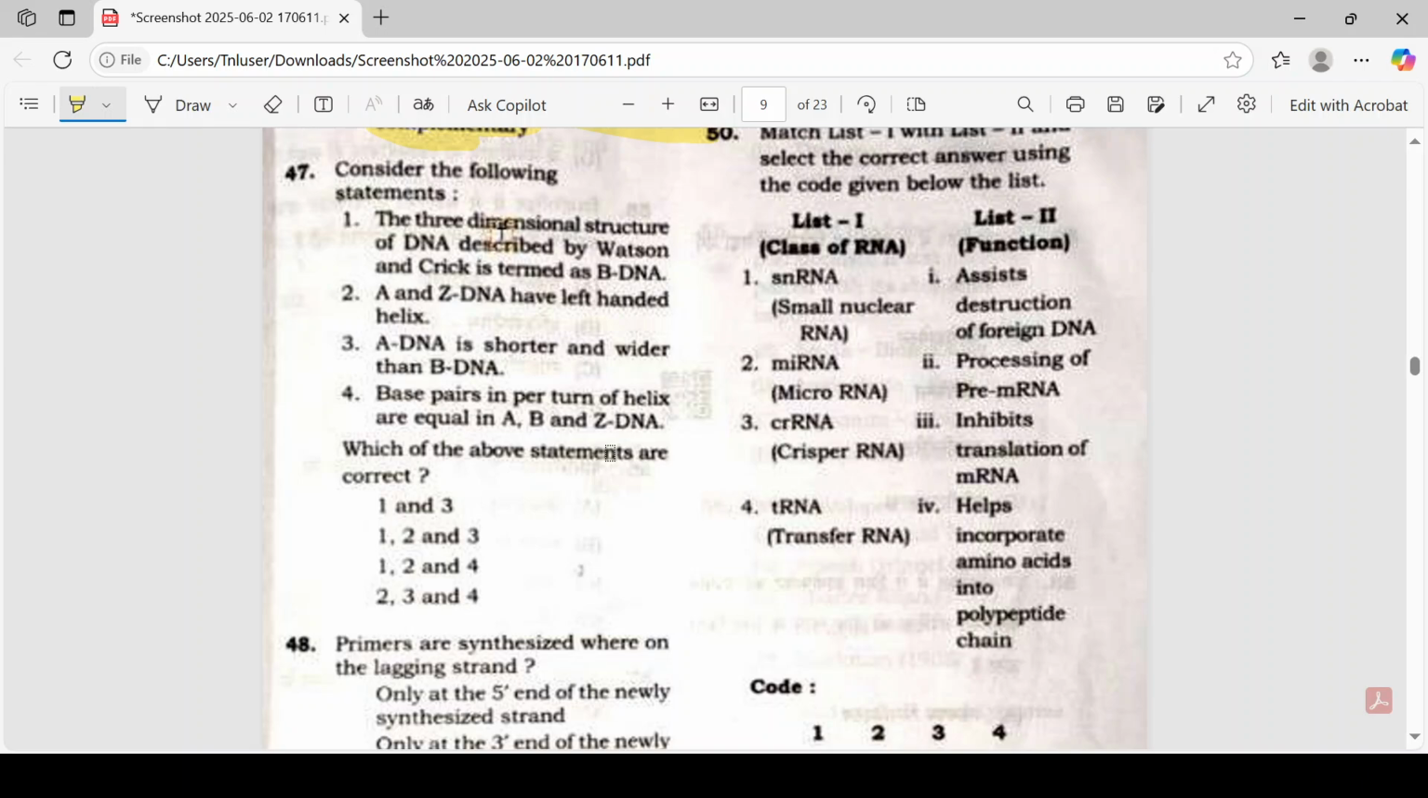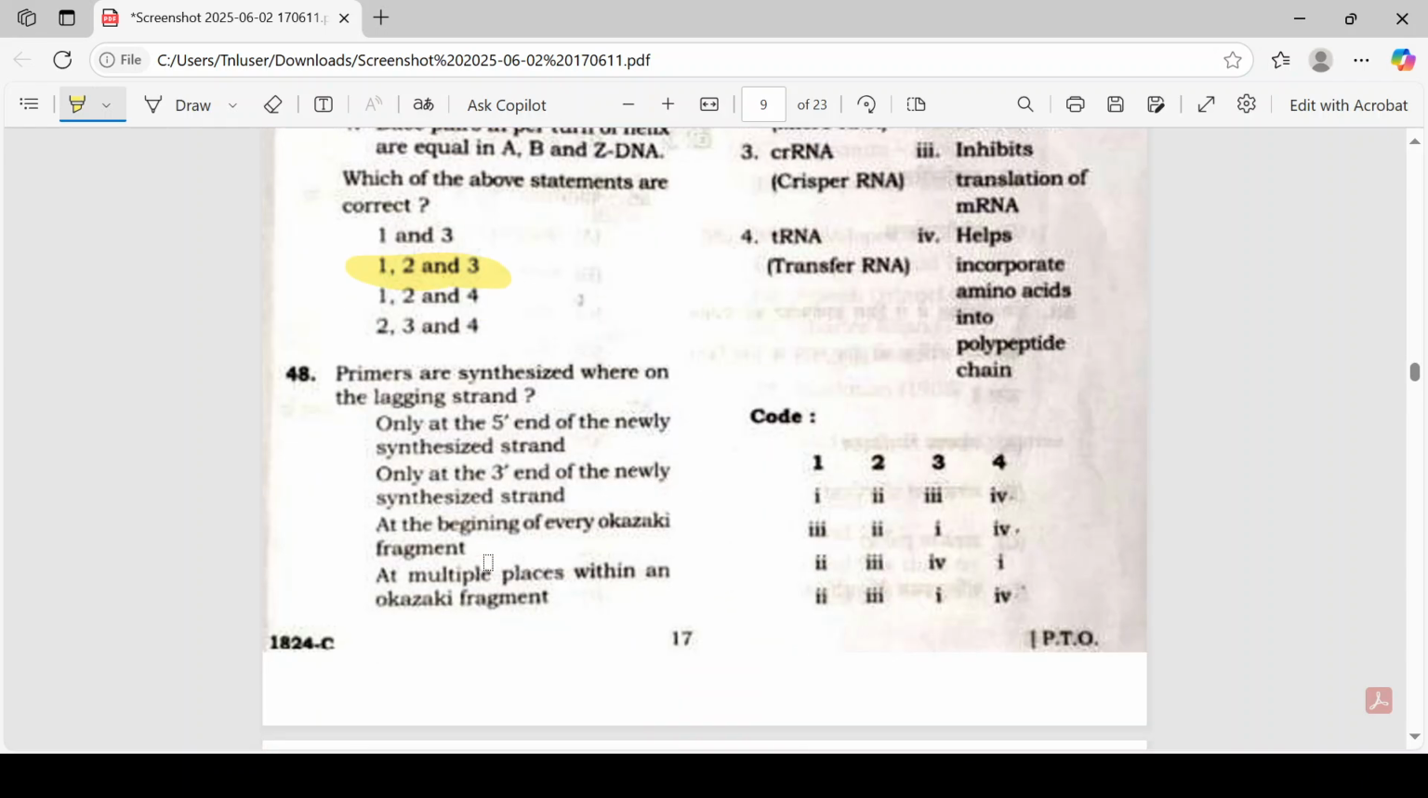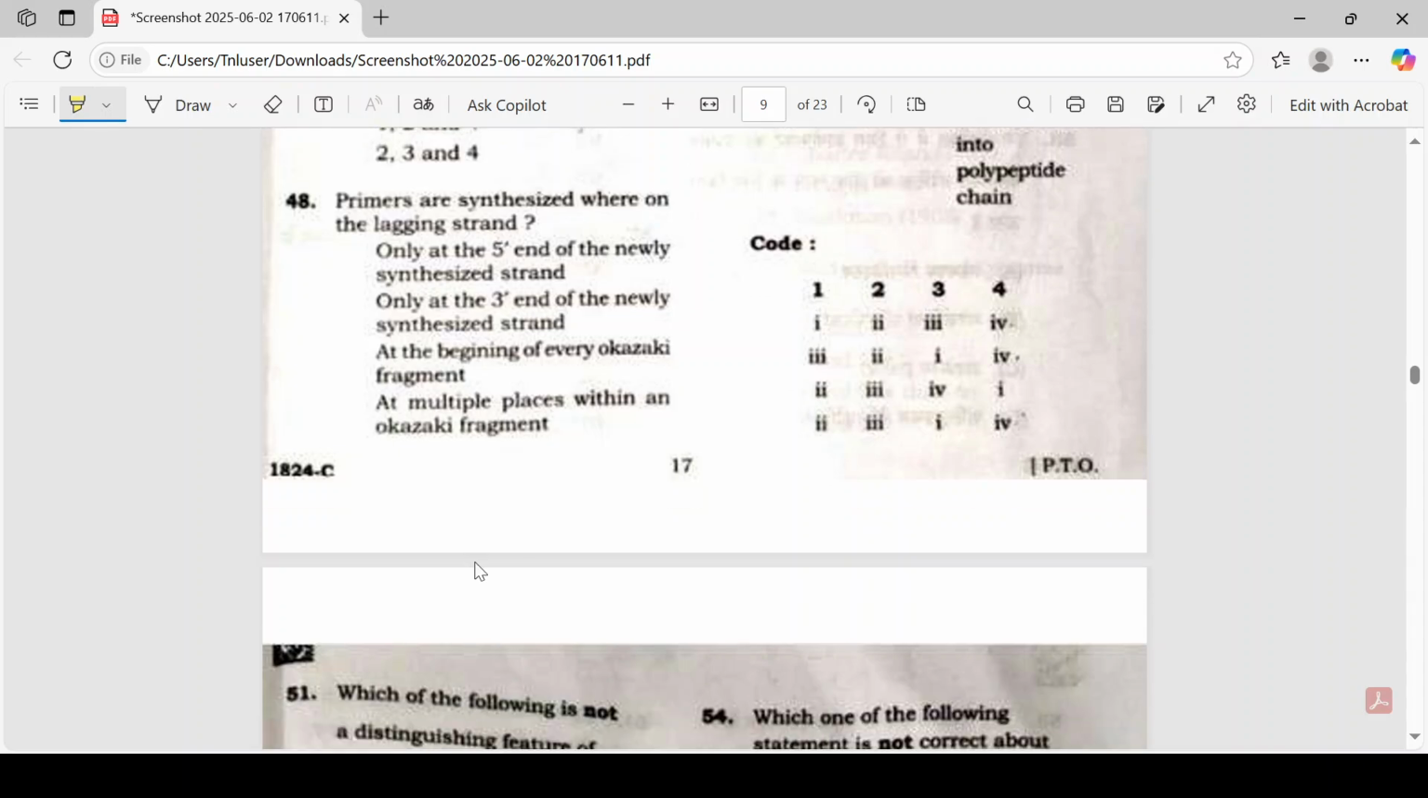And then, base pairs per turn of helix are equal in A, B, and Z DNA. Okay, so we have to find out the correct statement over here, right? So the correct statement over here will be options 1, 2, and 3. Okay, let's now proceed further, and we will now be discussing question number 48.